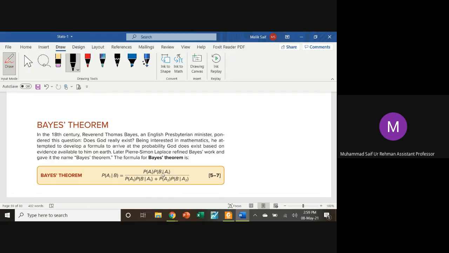The title for that essay was, I think, An Essay Towards Solving a Problem in the Doctrine of Chances. So that was the essay that he first wrote, and then Pierre-Simon Laplace came later on and refined the Bayes work. Finally he provided this refined formula, and he gave this formula the name of Bayes. So now we know that this formula is Bayes' theorem or Bayes' formula.